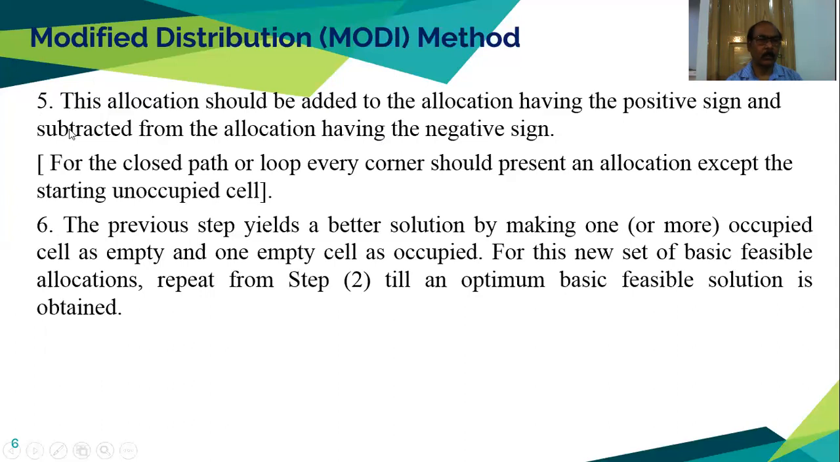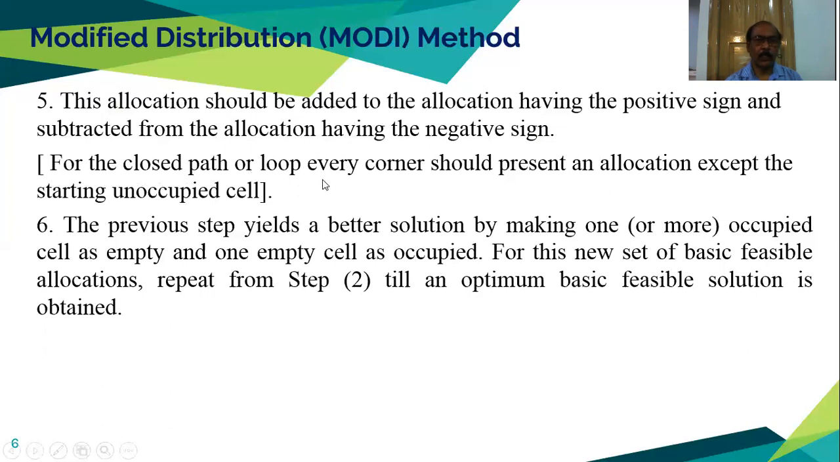This is the continuation of the fifth. These allocations should be added to the allocation having the positive sign and subtracted from the allocation having the negative sign. That means where we have put the plus theta, the value of theta is added, and where the minus theta is given, we have already put it in the cell, from that the value of theta should be subtracted.